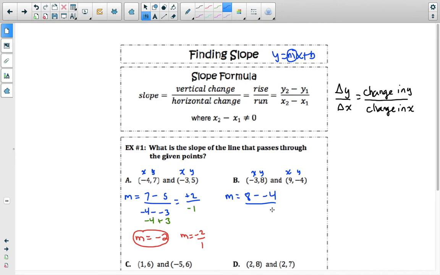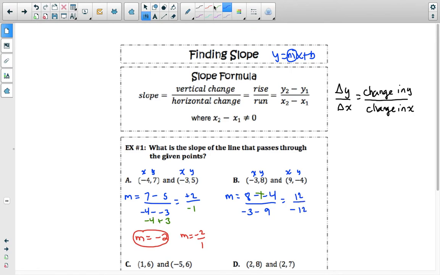We're going to divide this by, since I used 8 for my first y, I need to use my negative 3 for my first x, because these numbers go together as a coordinate. Minus, and then the next x value, which was 9. When we simplify this, this is 8 minus a negative 4, which again turns into 8 plus 4. So 8 plus 4 is equal to 12. Divided by negative 3 minus 9: you're already negative and we're getting more negative. So that turns into a negative 12.